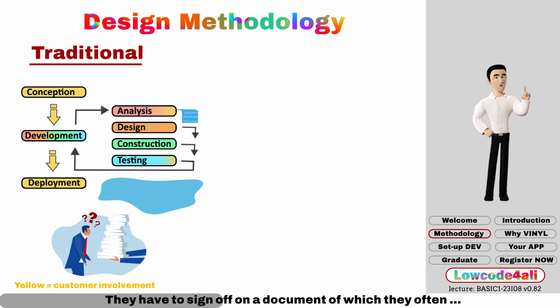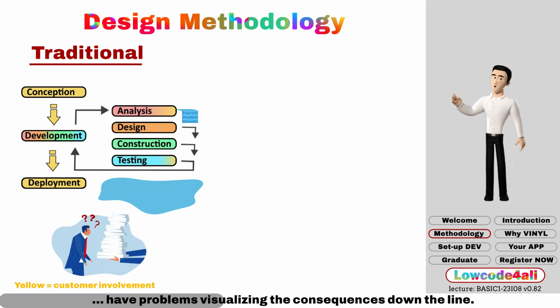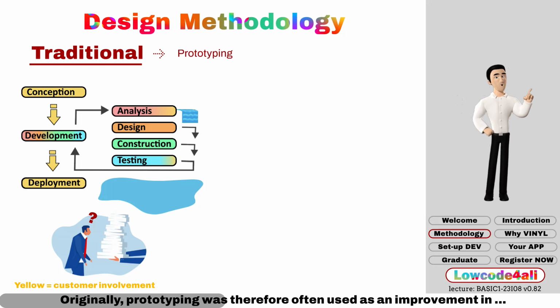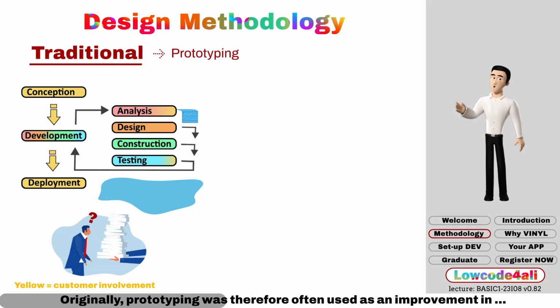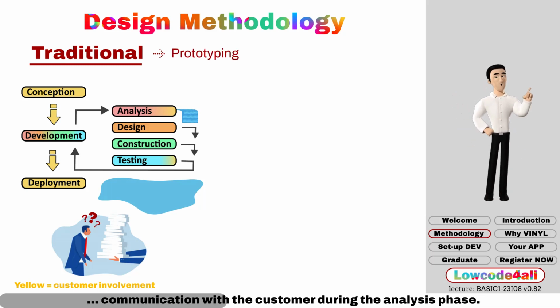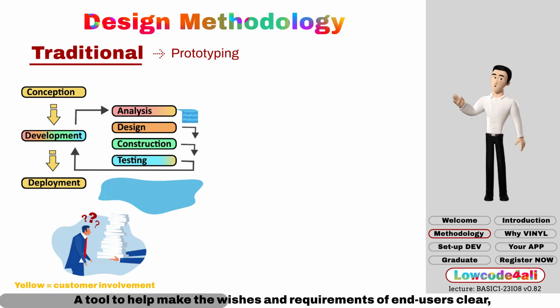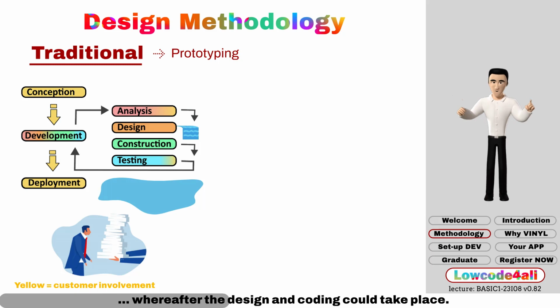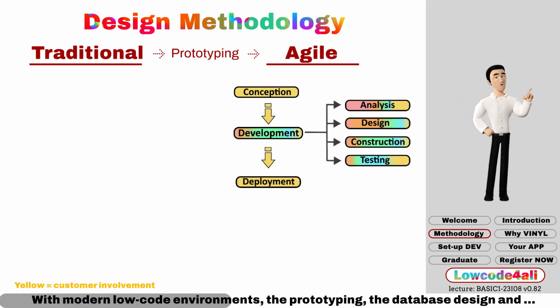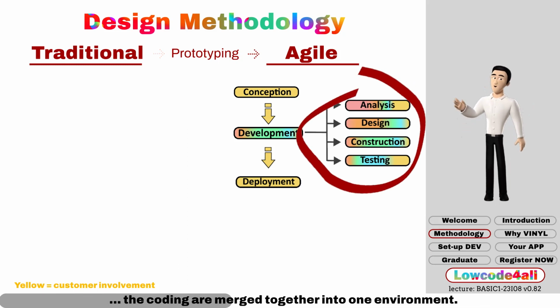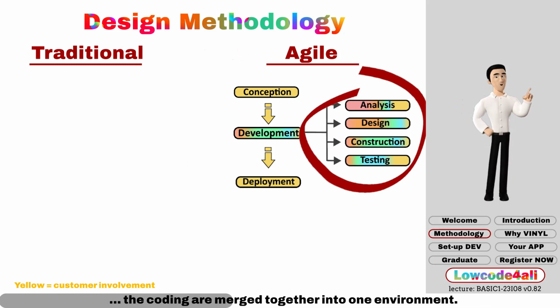They have to sign off on a document of which they often have problems visualizing the consequences down the line. Originally, prototyping was therefore often used as an improvement in communication with the customer during the analysis phase, a tool to help make the wishes and requirements of end users clear, whereafter the design and coding could take place. With modern low-code environments, the prototyping, the database design and the coding emerge together into one environment.